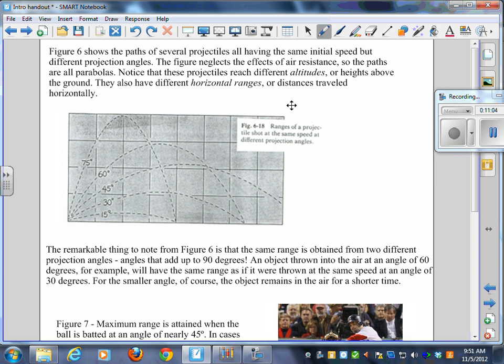Figure 6 shows the paths of several projectiles all having the same initial speed but different projection angles. The figure neglects the effects of air resistance, so the paths are all parabolas. Notice that these projectiles reach different altitudes or heights above the ground. They also have different horizontal ranges or distance traveled horizontally. So if you go 75, then it goes up high, right? 60, 45, 30, 15. Do you notice anything kind of odd about that diagram?